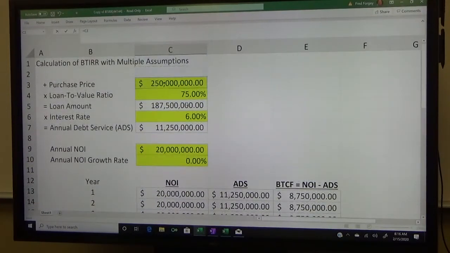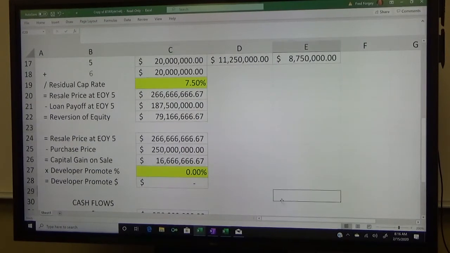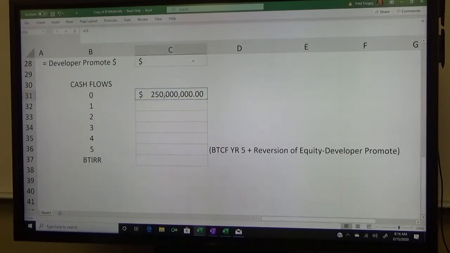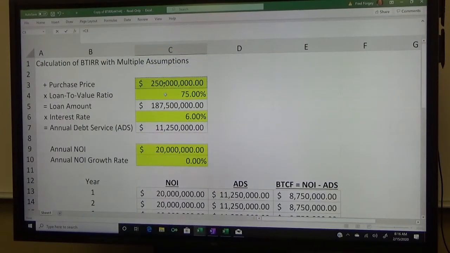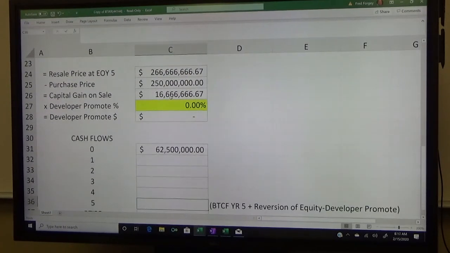Wouldn't it be 25, no? We take the original purchase price, and then we multiply it by, in this case, 1 minus the loan to value ratio. So $62,500,000. But since this is a cash outflow to us, we're going to need to turn that into a negative number.